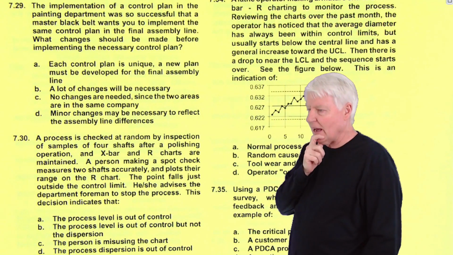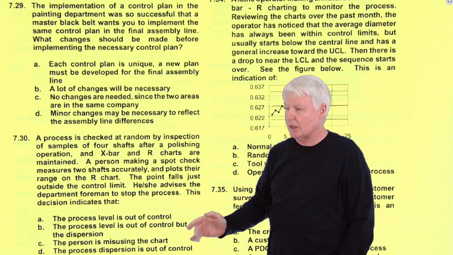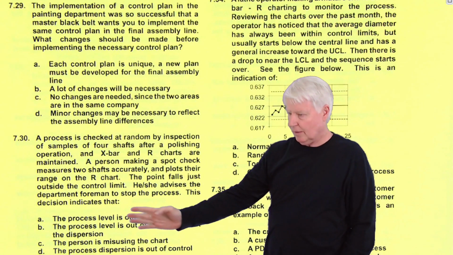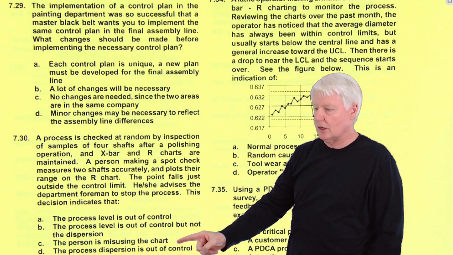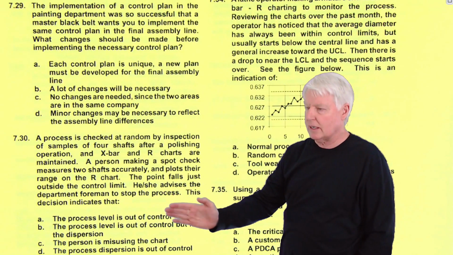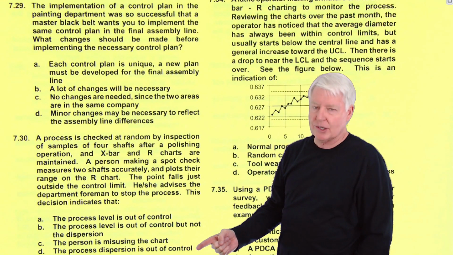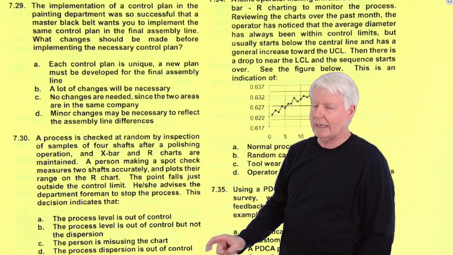The process level is out of control. Maybe. Depends on what they mean by process level. Process level is out of control, but not the dispersion. Okay, so they're saying process level is the average and range is the dispersion. So if that's the case, we're not talking about the process level, we're talking about dispersion. The person is misusing the chart, that's true. The process dispersion is out of control, that's also true, but it says this decision indicates that. It is misused, but it doesn't matter because you're going to be outside the control limit either way. So you know the process dispersion is out of control. This is another tough question, but the correct answer is D.